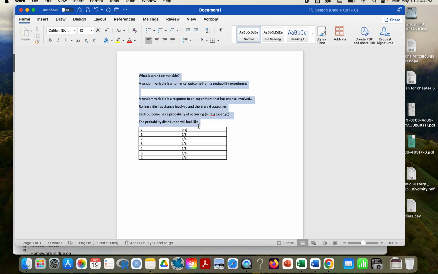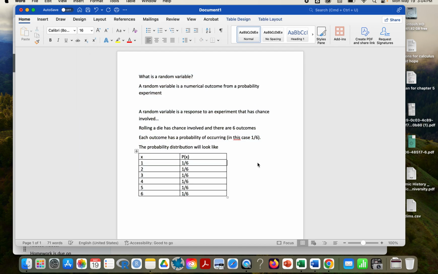I just realized I don't have my font large enough here, so hold on one second. Let me change this up to 16. Boom, much easier to see.